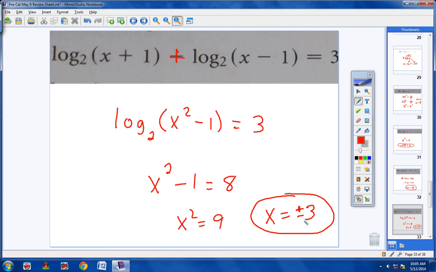Negative 3 doesn't work, Caleb. It only has to fail in one argument, and it fails. If you put a negative 3 here, negative 3 plus 1 gives you a negative 2. You can never have a negative argument. Now check your positive 3 too, but you can see if you put a positive 3 here and a positive 3 here, you would get a positive argument, so your answer is positive 3.